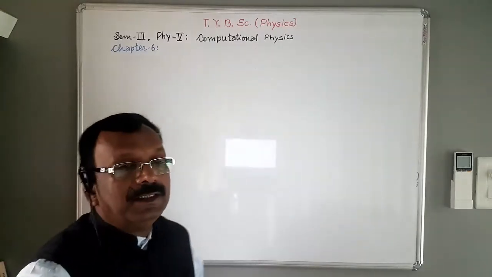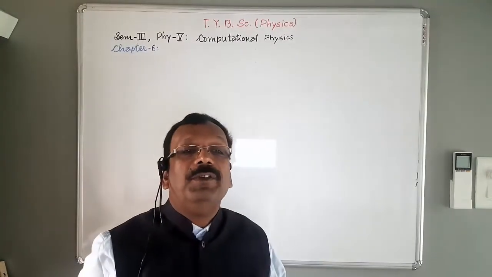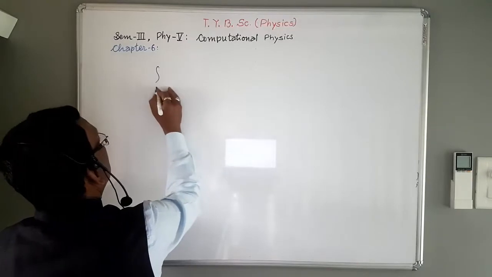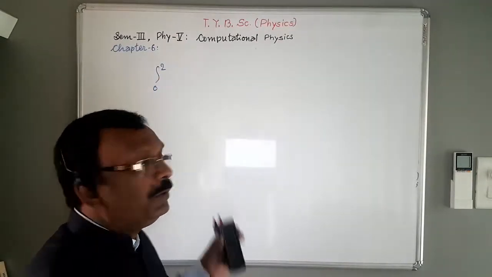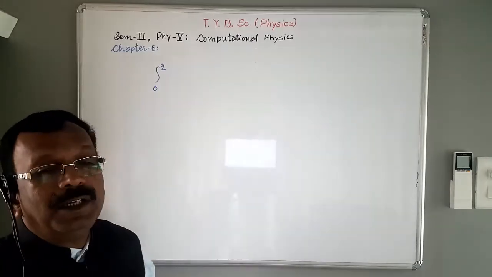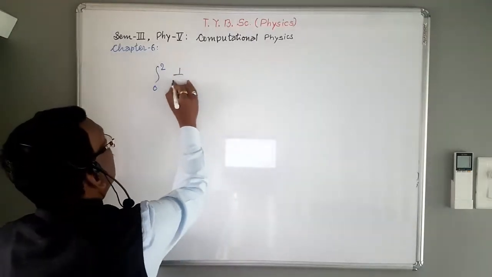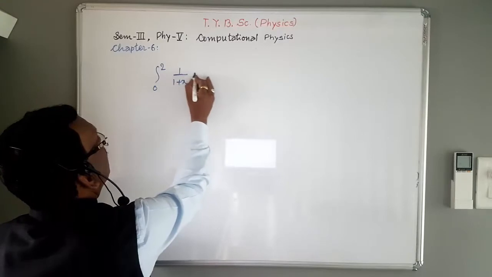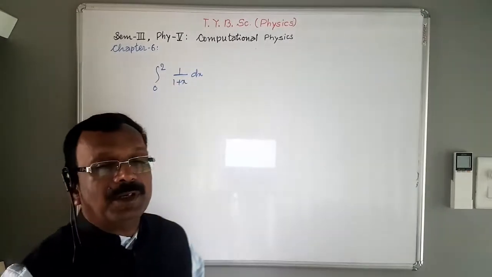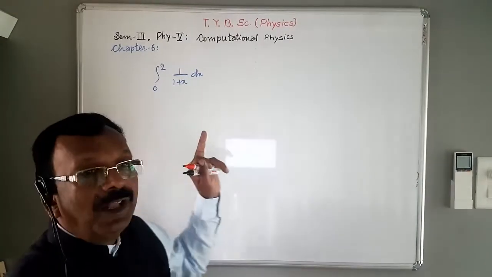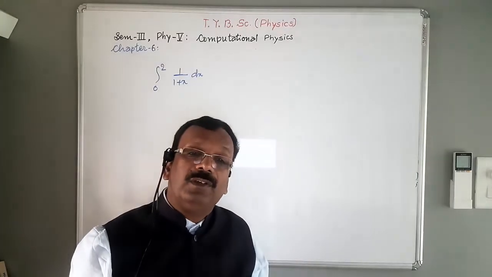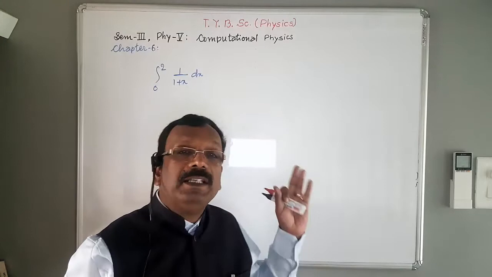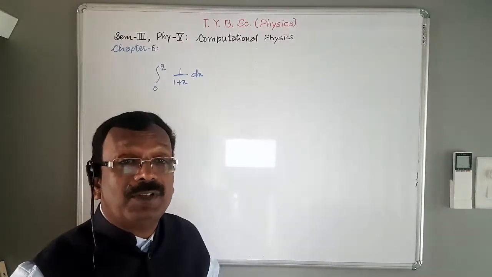Okay. So here we are going to see the example. The example is very simple. We have to evaluate the integral whose lower limit is 0 and upper limit is 2, and the function is 1 plus 1 upon 1 plus x dx. We have to evaluate this integral by using Simpson's 1/3 rule, dividing it into 10 subintervals.